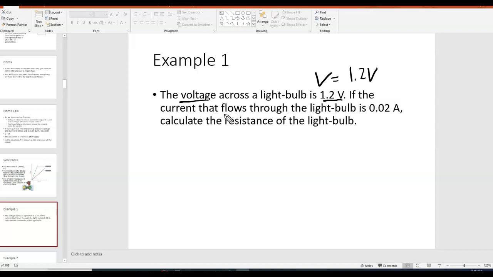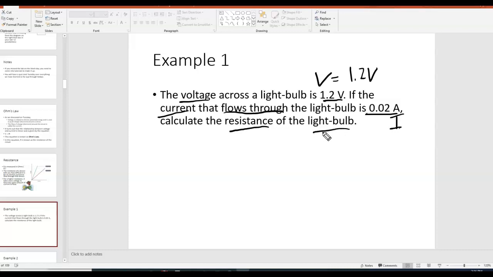The current that flows through the light bulb, okay, remember current is a capital I, is 0.02 A. Remember that capital A represents ampere or amps. That is the unit for current. That is a capital I. And we're asked to calculate the resistance of the light bulb.